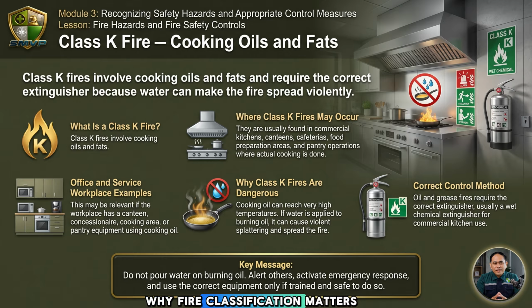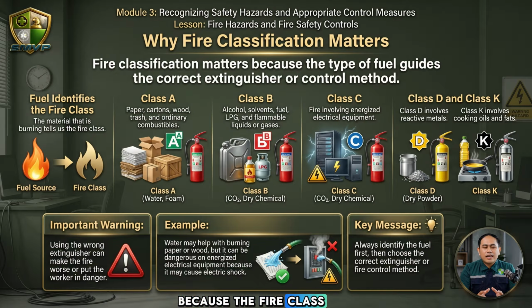Why fire classification matters. So why do we need to know these classes? Because the fire class guides our decision. If it is paper, cartons, or trash, that may be Class A. If it is alcohol, solvents, fuel, or LPG, that may be Class B. If it is still connected to electricity, that may be Class C. If it is reactive metal, that may be Class D. If it is cooking oil or fat, that may be Class K. The extinguisher must match the fire class.